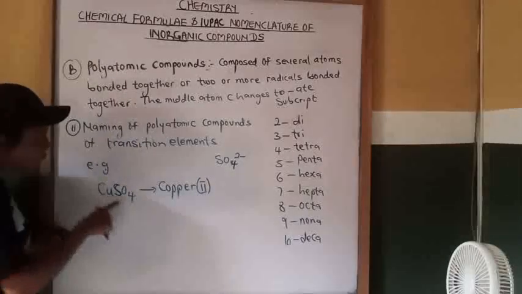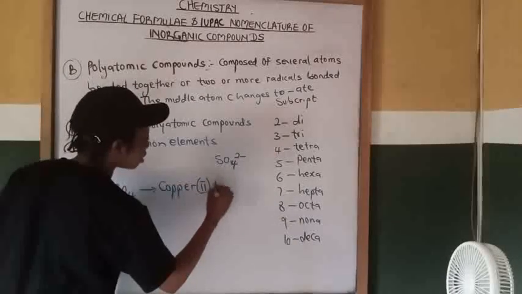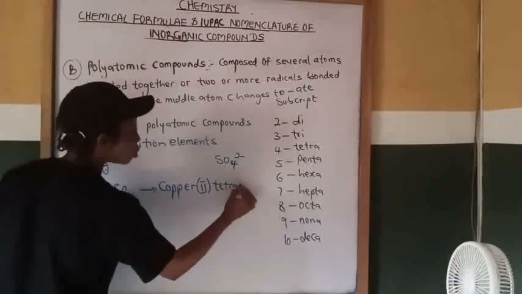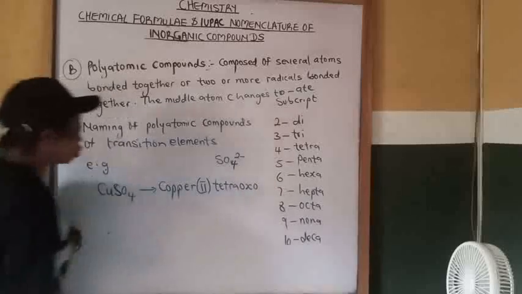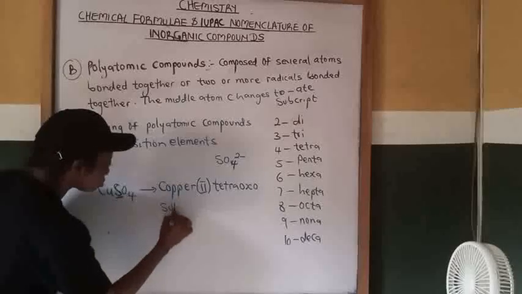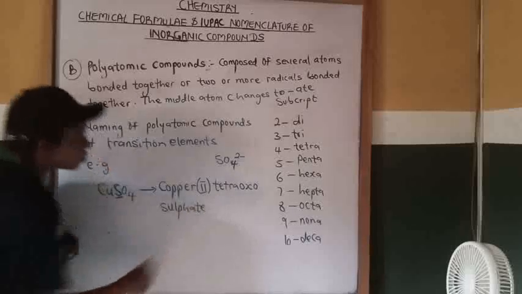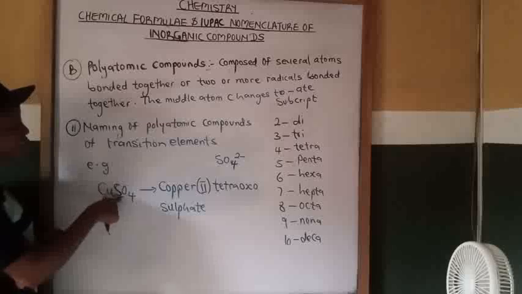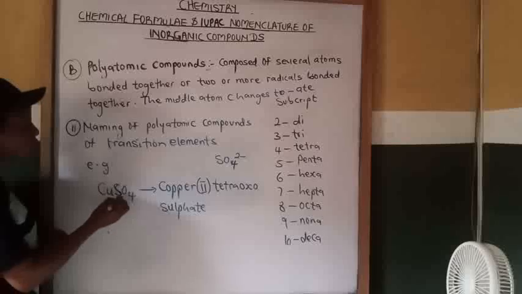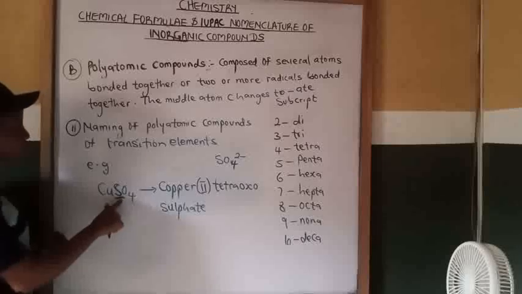Copper 2, then oxygen with 4 subscripts. When we have 4, we call this tetra. Oxygen changes to oxo. Then tetraoxosulfate, that is the middle atom, we change to sulfate. Then you calculate the oxidation number of sulfur.